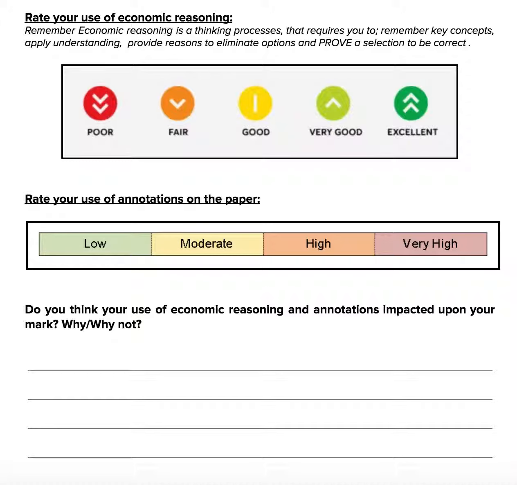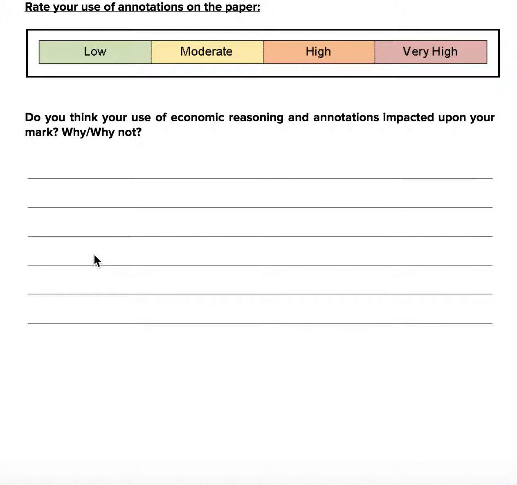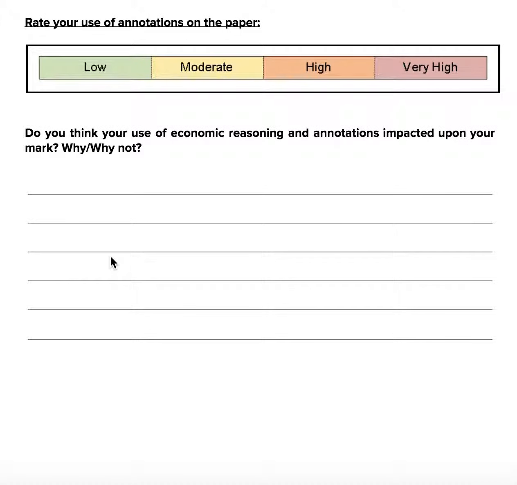You might say that you had a very high use at the start of the paper, but by the end of the paper you were running out of time and therefore it dropped off, okay? Give yourself a rating there, and you may even want to put start of the paper, end of the paper. Do you think that your use of economic reasoning and annotations impacted upon your mark? Why or why not? And remember, guys, this is the first time that you've done an economics assessment task.